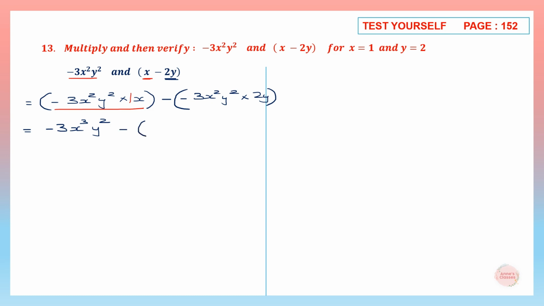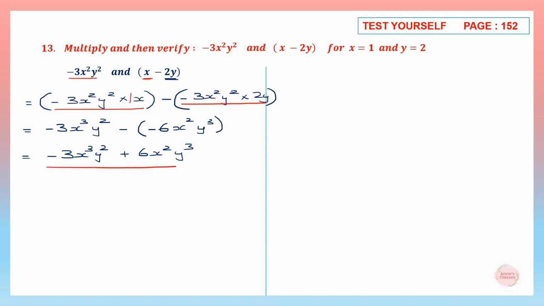Here we are going to multiply minus 3x square y square into 2y. The sign is minus. The numbers 3 2s are 6. X square into 2y. Now x square is only x square, so we write only x square. Y square into y is y to the power of 3. So now let's remove the brackets. Minus 3x cubed y square. Minus into minus is plus 6x square y cubed. So this is the answer that we get when we multiply. This is the first part of multiplication.